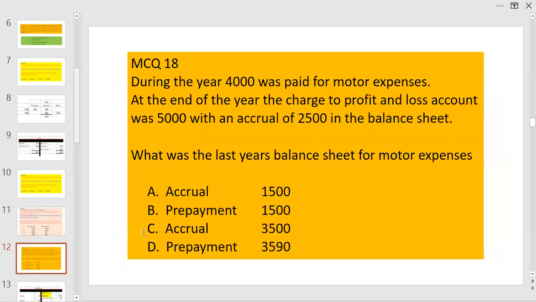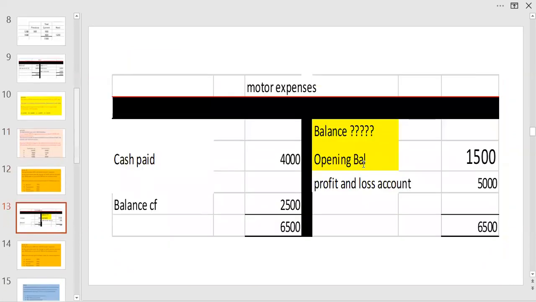MCQ. During the year, 4,000 was paid for motor expenses. At the end of the year, the charge to profit and loss account was 5,000 with an accrual of 2,500 in the balance sheet. What was the last year's balance shown in the balance sheet? Let's look at this T account.